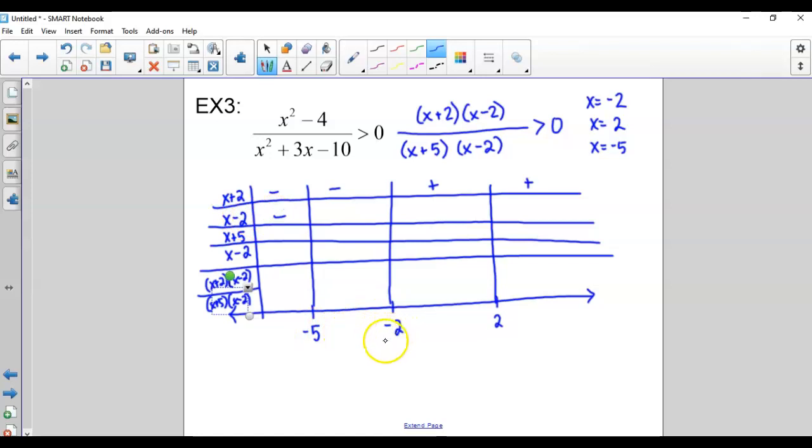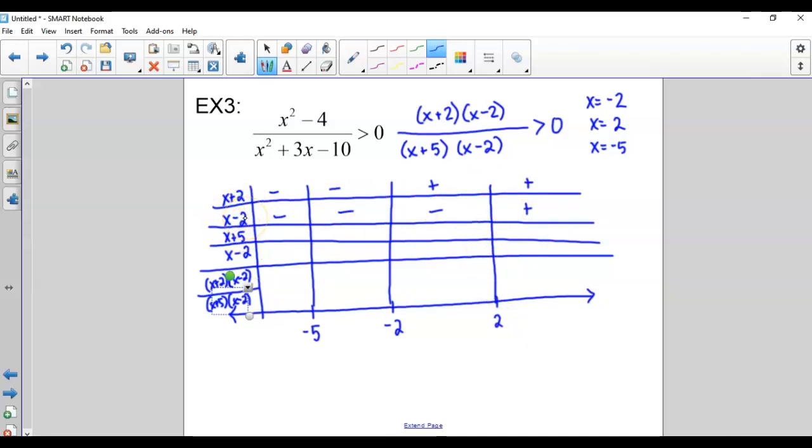For x minus 2, if I pick negative 6, negative 6 minus 2 is definitely a negative. Between negative 5 and negative 2, maybe negative 4. Negative 4 minus 2, definitely a negative. Between negative 2 and 2, 1 falls between there. 1 minus 2 is negative. And then anything larger than 2, like 3 minus 2, is positive. So you can see we switched from negative to positive right here at 2, which is the value that gives you 0 for this.